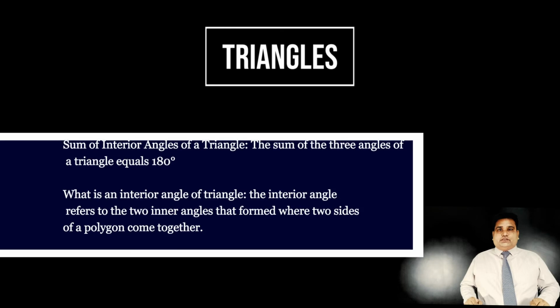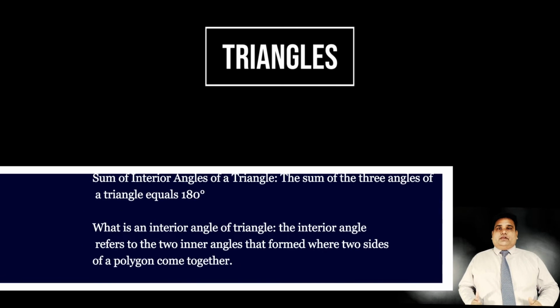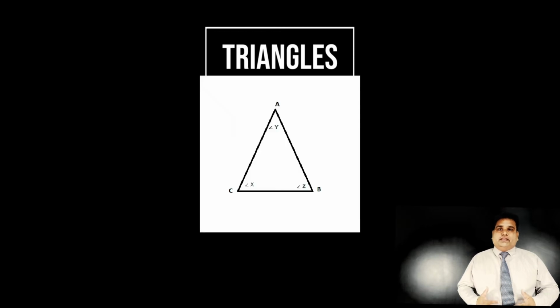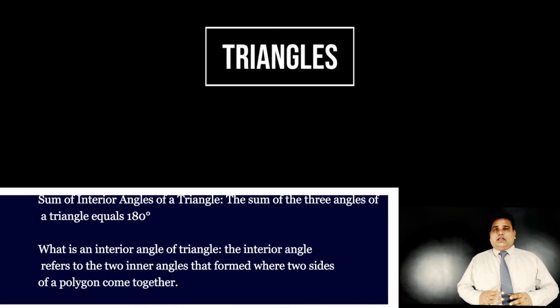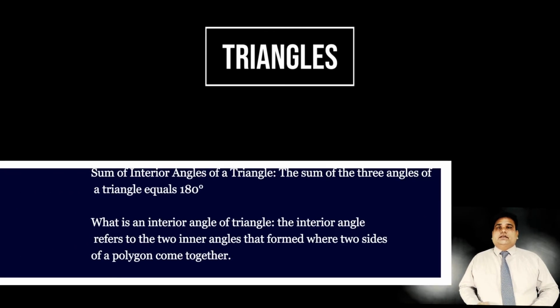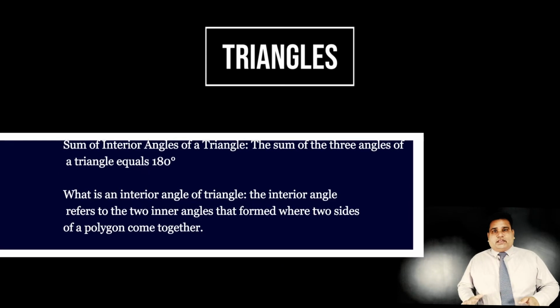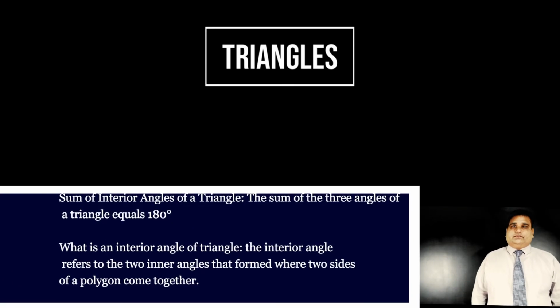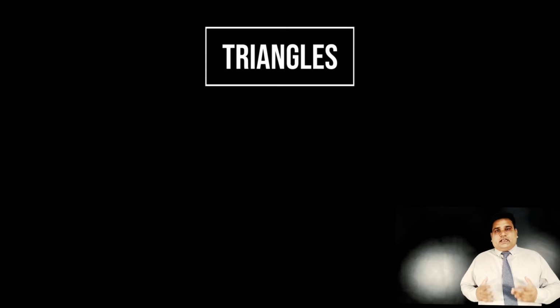First, we need to understand what is an interior angle. Interior angles refer to the inner angles that form where two sides of a polygon come together. So an interior angle can be in any polygon, where two sides form an angle inside, and that angle is known as the interior angle. In the case of a triangle, the sum of the interior angles is always 180 degrees.